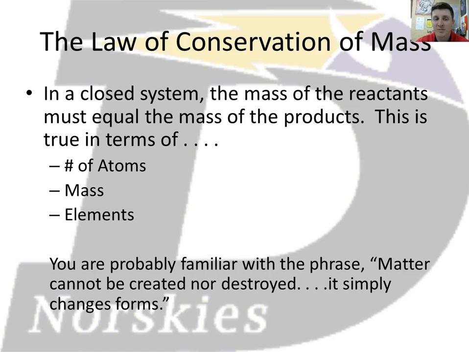However, the definition is, in a closed system, the mass of the reactants is always going to equal the mass of the products. And this is true in terms of 3 things: the number of atoms, the mass of the reactants versus the mass of the products, and then also the elements themselves and the types of elements that we have. Now we're referring to a closed system in this case because in a closed system we know that energy is not going to leave or enter, nor is matter. It's going to stay basically the same throughout the whole reaction itself. So we like to assume that when these reactions are occurring, they're occurring in a closed system.